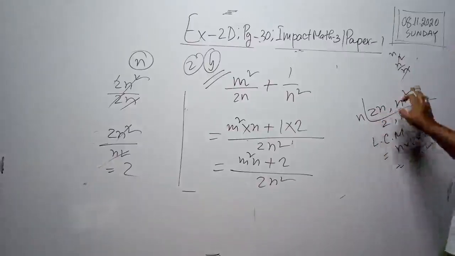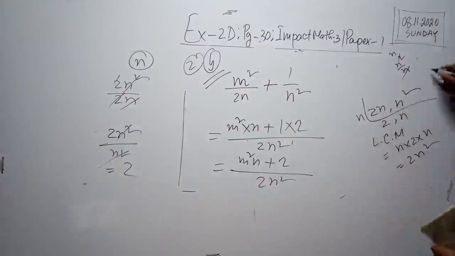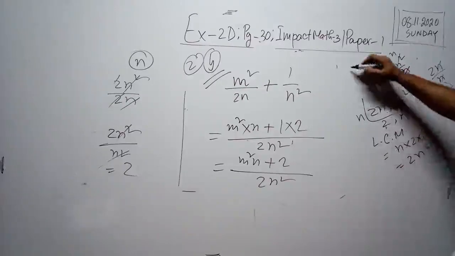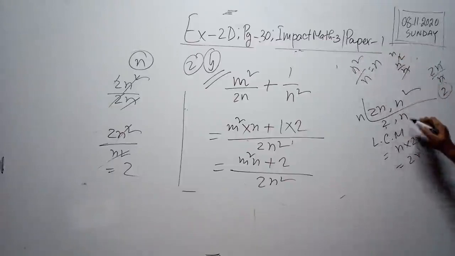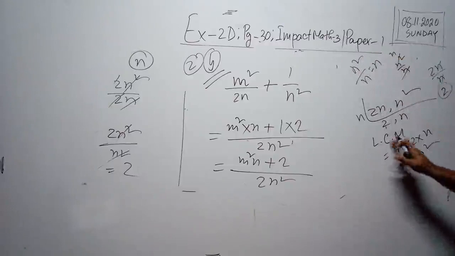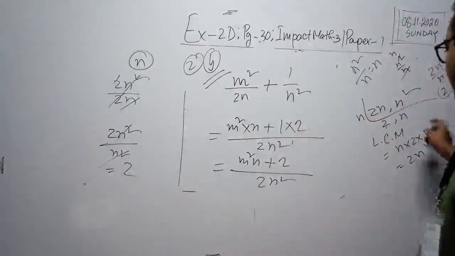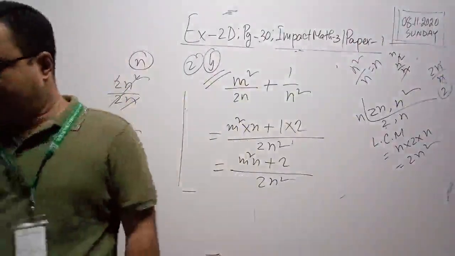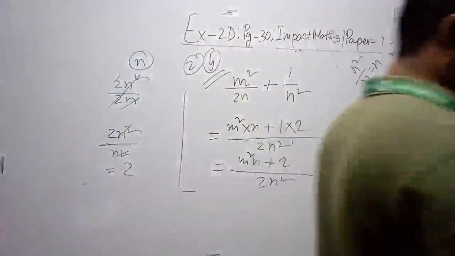Look here, 2n divided by n. We have 2; I wrote here 2. And then n square divided by n, what do we have? n. I wrote here n. So the LCM will be common and uncommon multiplied with each other, and we will get 2n square. That is the way we are finding the LCM. Thank you. Are you clear?